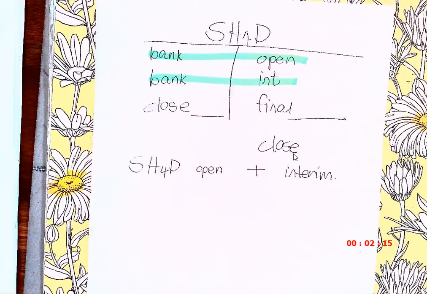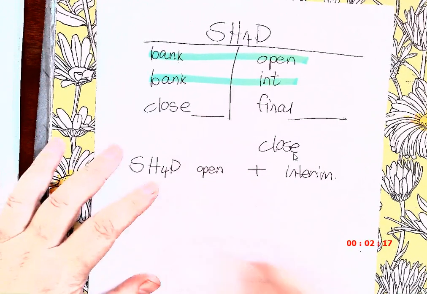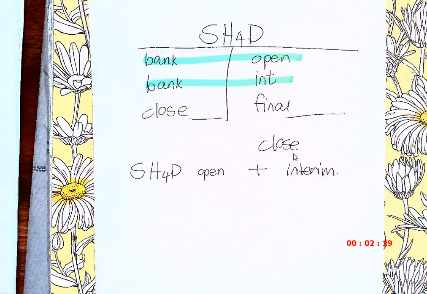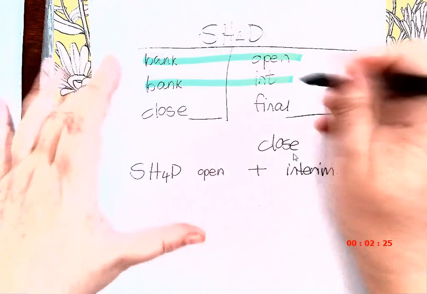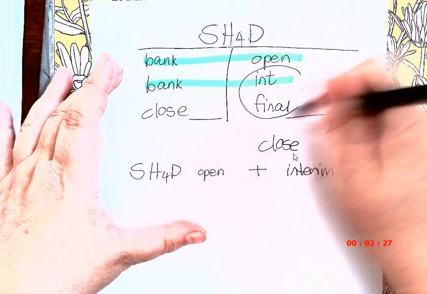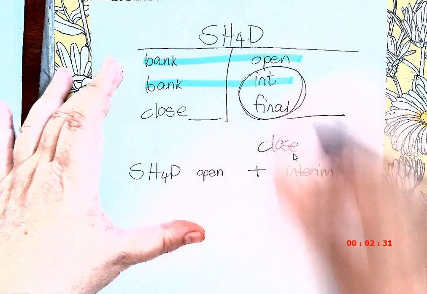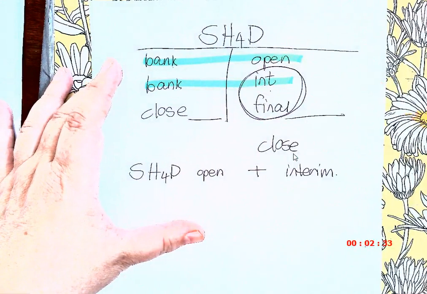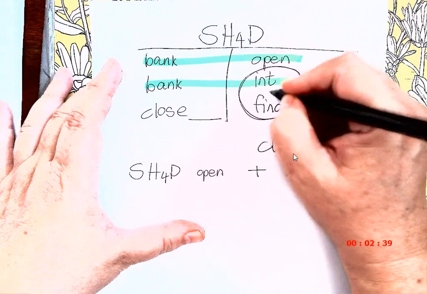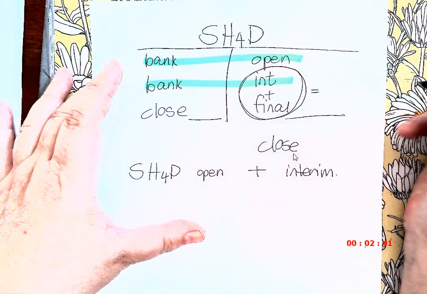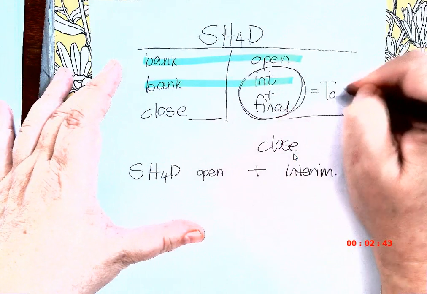So you have two options how you can do it. If they give you the opening and the interim, you just add those two. If they don't do that, because sometimes they are spiteful, what do I write? If I go to dividends, what is the interim and the final? I say interim plus final equals total dividends.